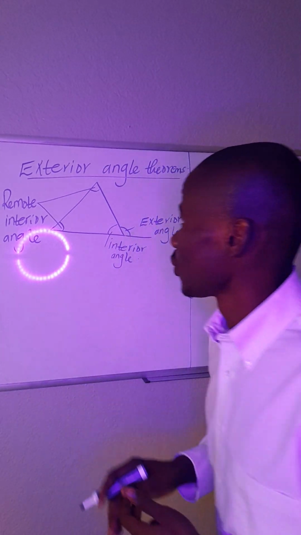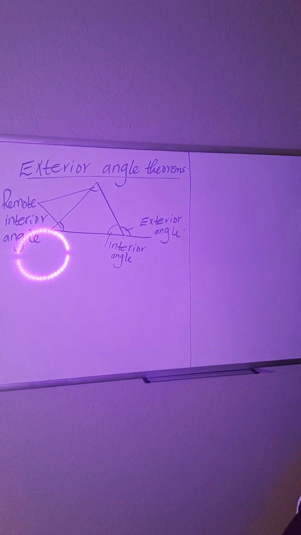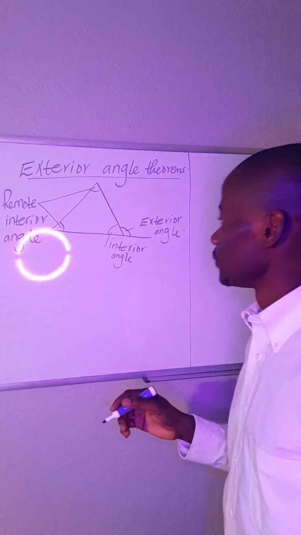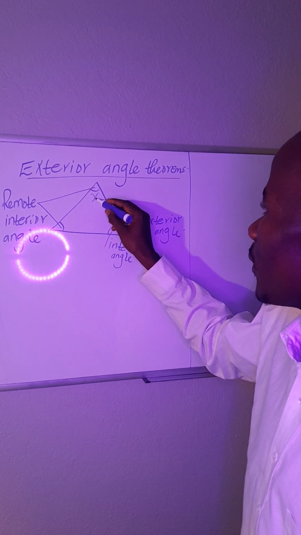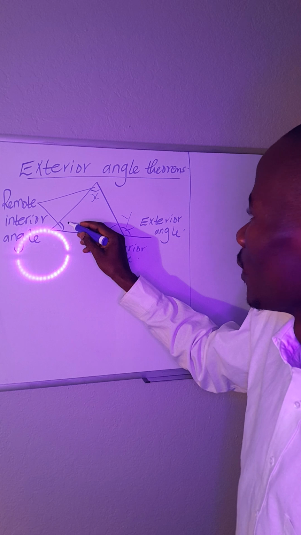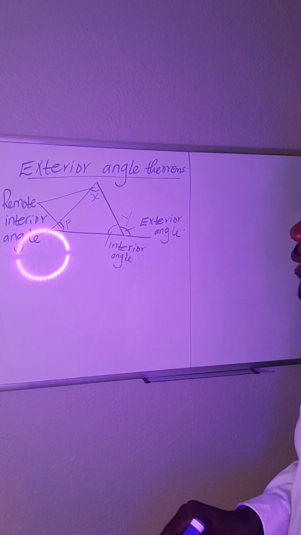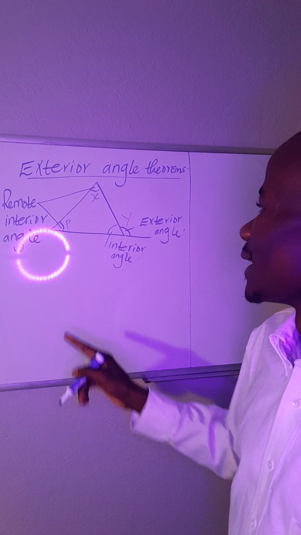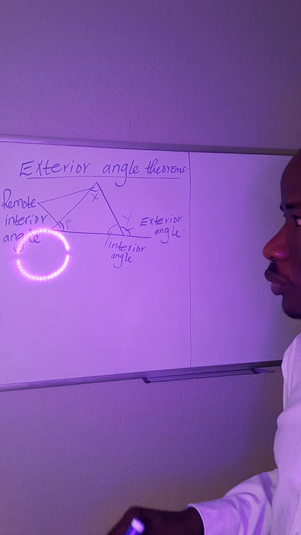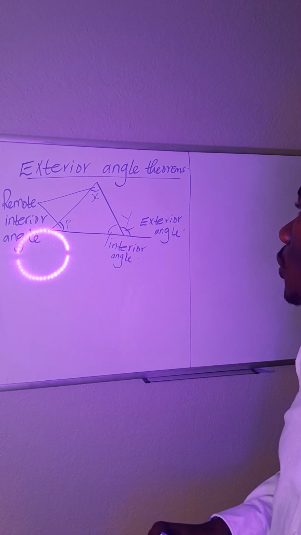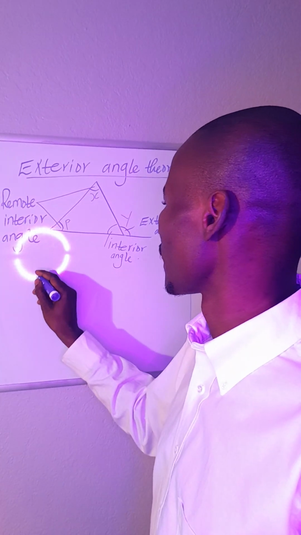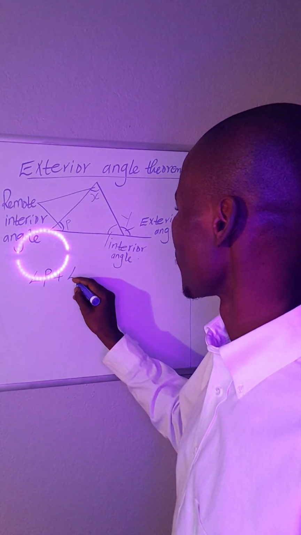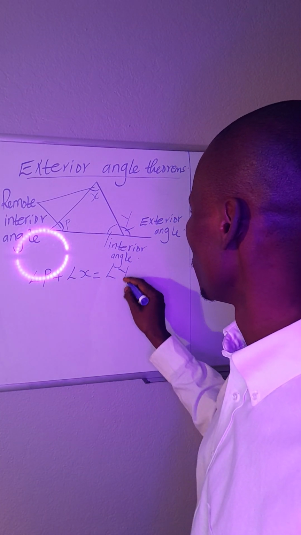Now, what does the exterior angle theorem talk about? The exterior angle theorem talks about the relationship between, let me label this angle Y, this angle X, and this angle P. The exterior angle theorem says that the sum of the two remote interior angles is equal to one exterior opposite angle. That is, if I take angle P plus angle X, then it is equal to angle Y.